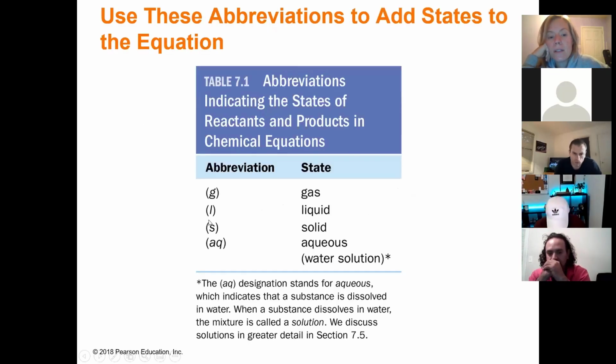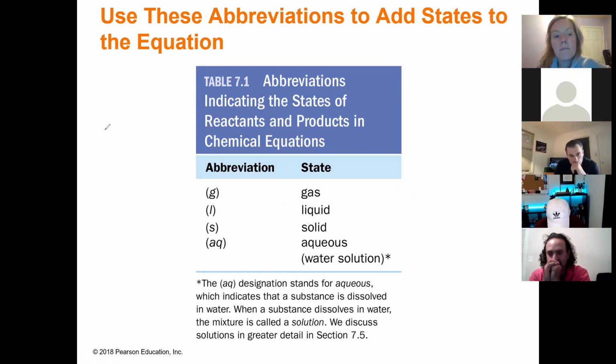So here are the different symbols: g for gas, l for liquid, s for solid. And then we have this other one that you might not be familiar with, which is aq. That means that the material is being presented to the reaction in an aqueous form, or it's dissolved in water.